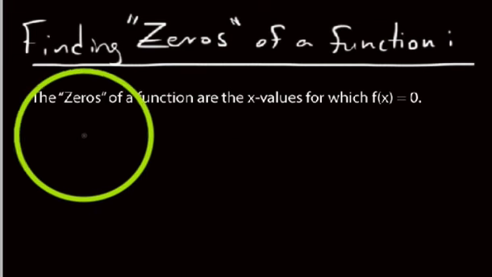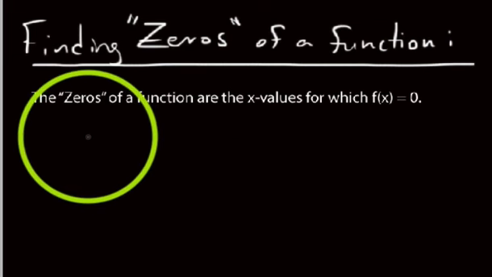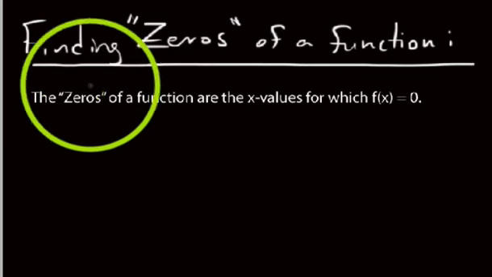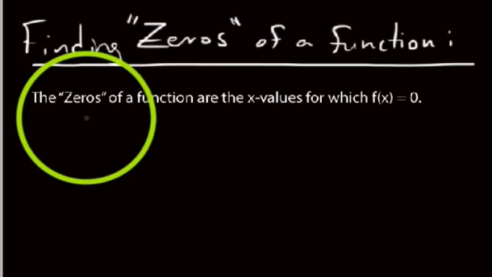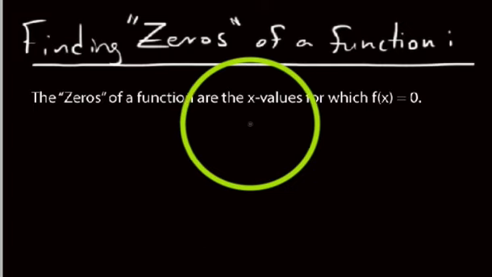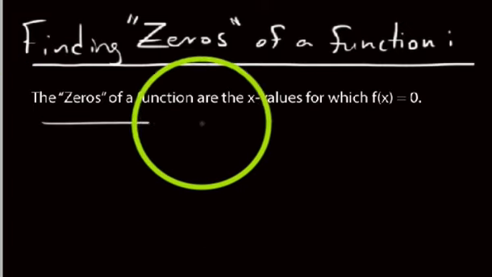Instead of zeros, you could say x-intercepts, or you could call them roots. Or you call them solutions, but today we're going to be calling them zeros, and because we're going to be using the digit zero. But anyways, let's talk about this. This is the definition right there.